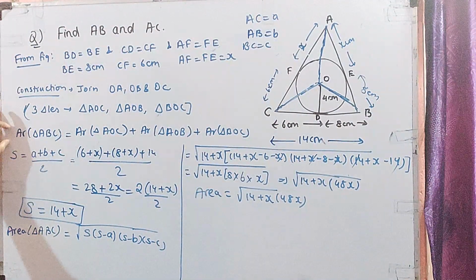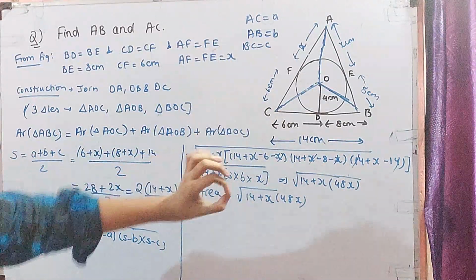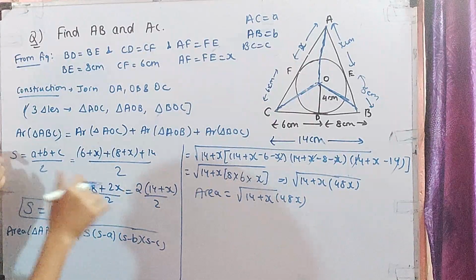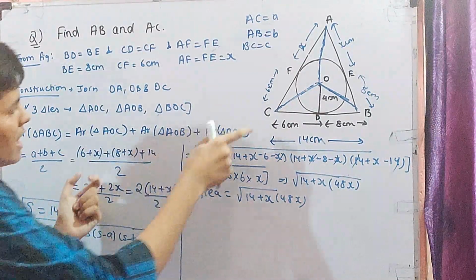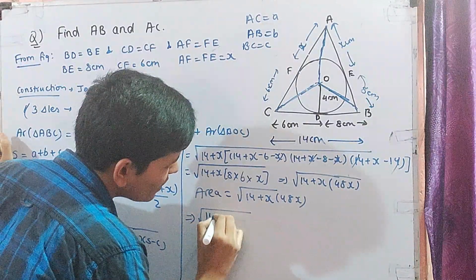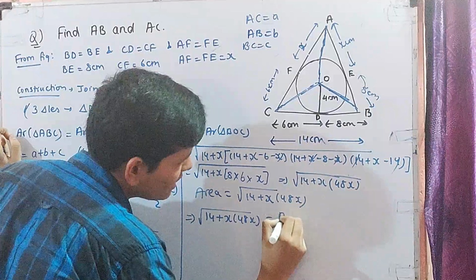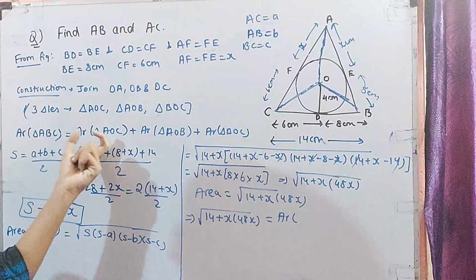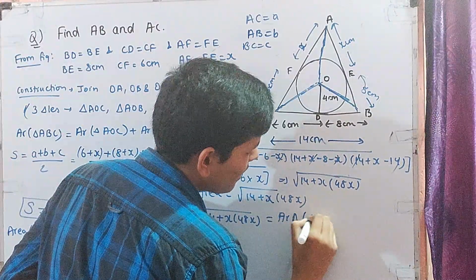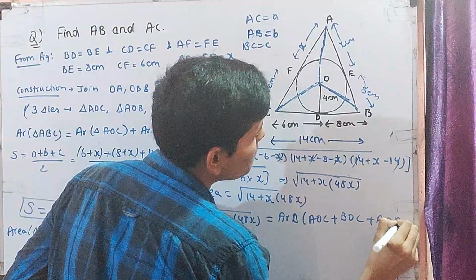Now what we have to do? We have the question. See, we have area over here. This is one area and this is another area. Here area is common in both of them. Hence we are equating this equation and this equation. So hence we will get the square root of 14 plus X into 48X is equal to area of triangle AOC plus AOB plus BOC.